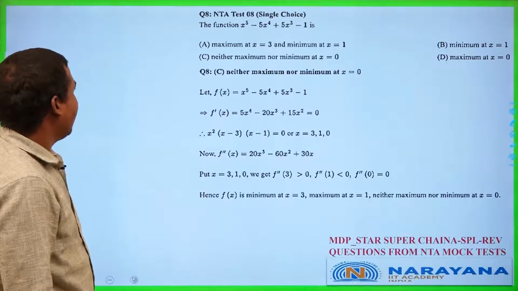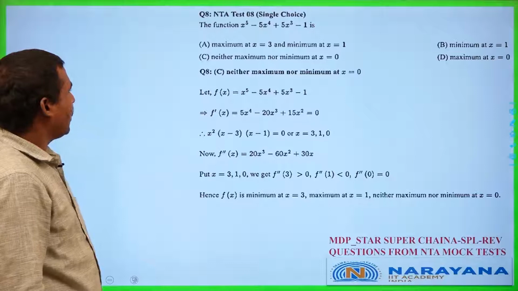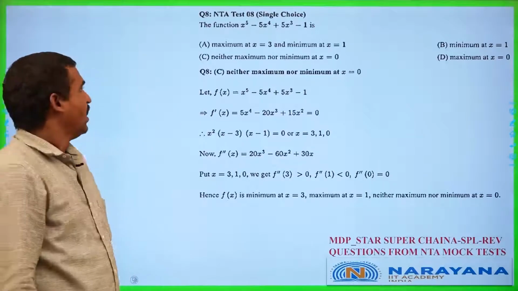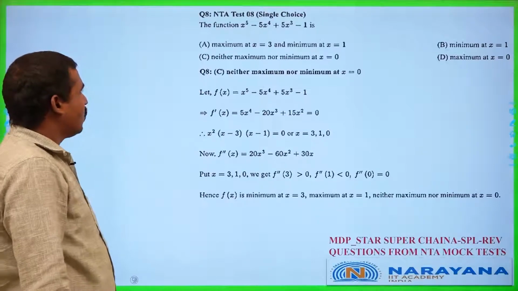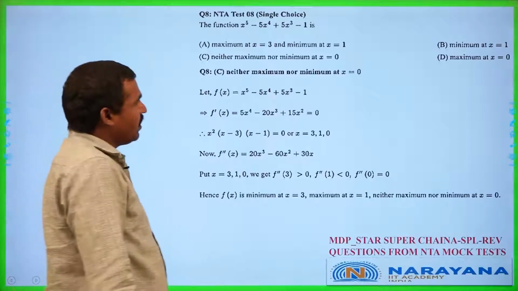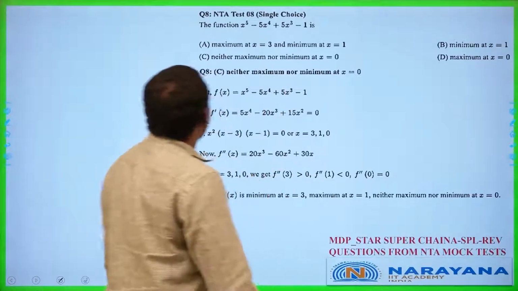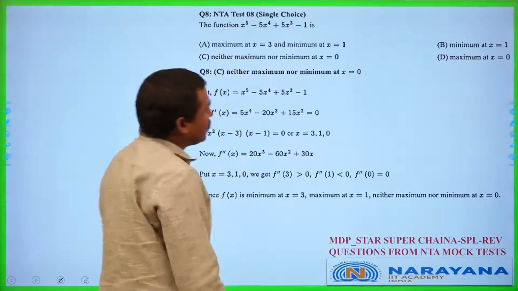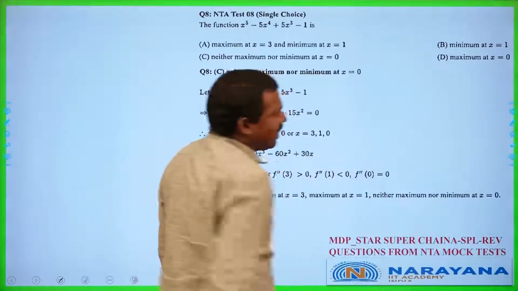The function x power 5 minus 5 x power 4 plus 5 x cube minus 1 is: option A, maximum at x is equal to 3 and minimum at x is equal to 1; option B, minimum at x is equal to 1; option C, neither maximum nor minimum at x is equal to 0; and option D, maximum at x is equal to 0.